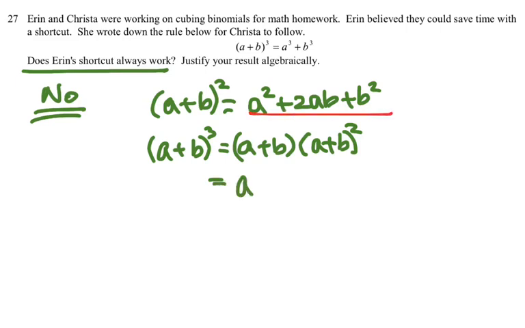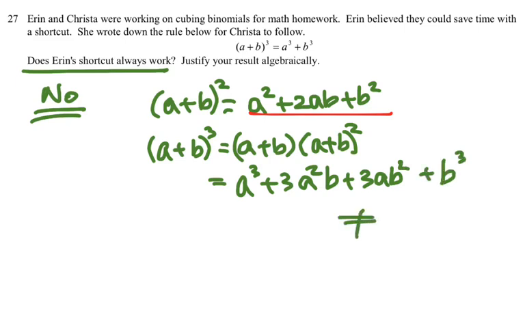Then you get to realize that a cubed plus 3a squared b plus 3ab squared plus b to the 3rd power. And you can see that they're not equal to a cubed plus b cubed. So that's the reason why they're not equal to each other.